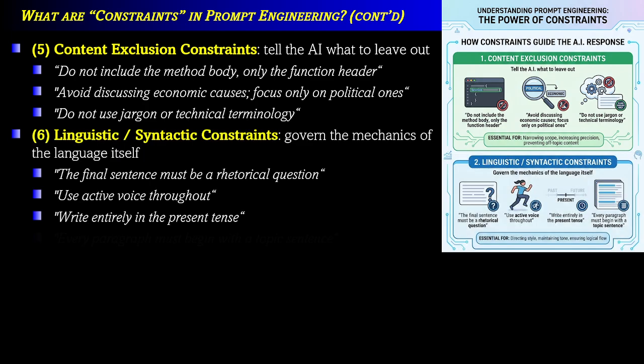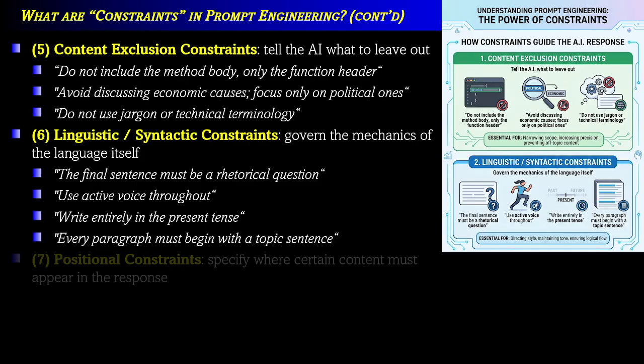The sixth one we're going to look at is the linguistic or the syntactic constraints. They govern the mechanics of the language itself. So, for example, the final sentence must be a rhetorical question, or use active voice throughout, or write entirely in the present tense, or every paragraph must begin with a topic sentence.